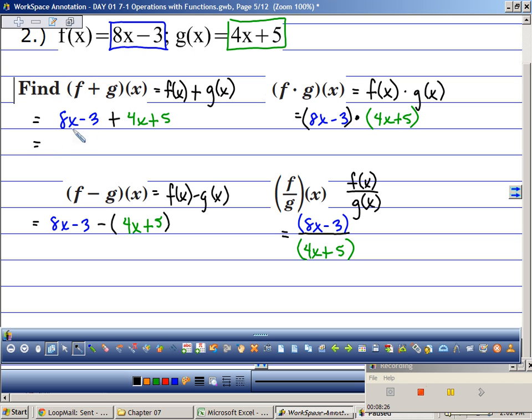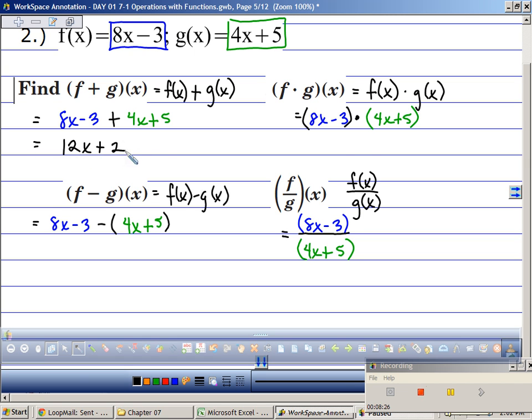Okay, so this one is 8x and 4x makes 12x plus 2. This one, I'm going to FOIL it in my head. Are you guys okay? 32x squared, 40x minus 12x is 28x minus 15. This one is 8x minus 4x is 4x negative 8.